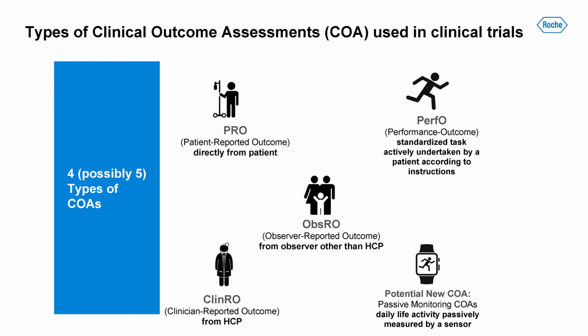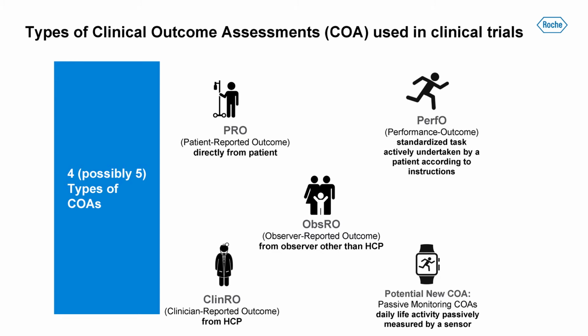In the middle, we've got observer-reported outcomes. So observer-reported outcomes come from an observer such as a caregiver that's not a healthcare professional and are appropriate, for example, in pediatric indications for caregivers to report, or for example, in indications where patients lack the capacity to provide self-report, and as such a caregiver observer report may be more appropriate. We've also got clinician-reported outcomes, which come directly from a trained healthcare professional following observation of the patient.